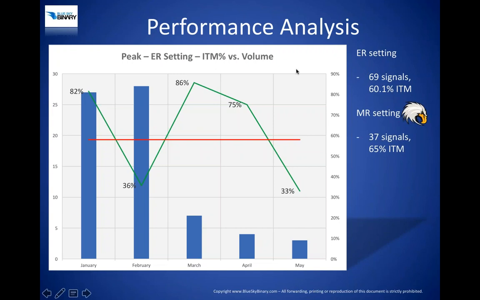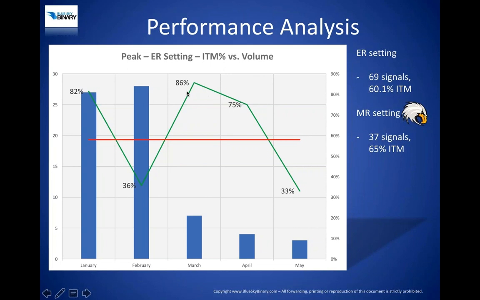This is Peak. Okay, so Peak is similar to Curve in the sense that it's generally around 60% ITM on the ER setting, which is instant replication, all right, with 69 signals since January. But it's had a pretty heavy variance profile, as you can see, right? So it's had 82% in Jan, kind of had 36% in Feb at pretty high volume as well. So that was a pretty destructive month. It had 2 good months after that.